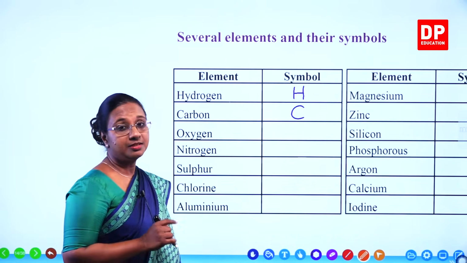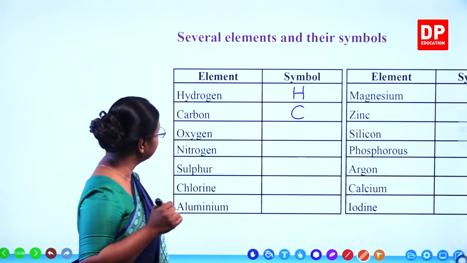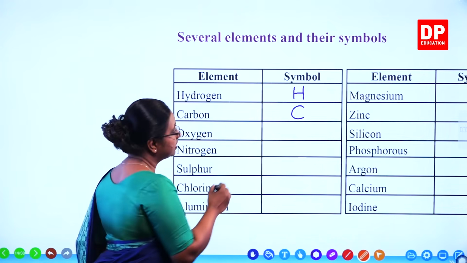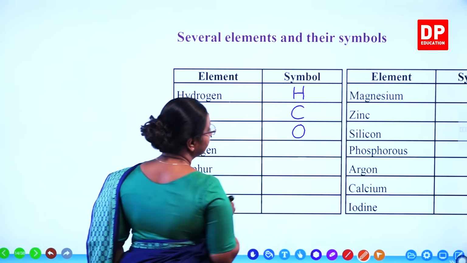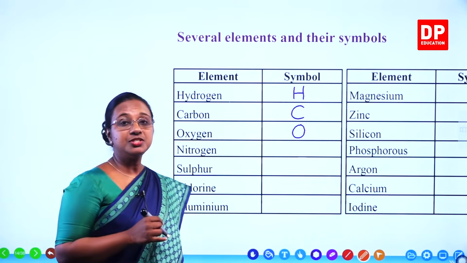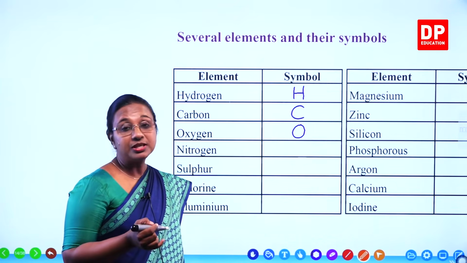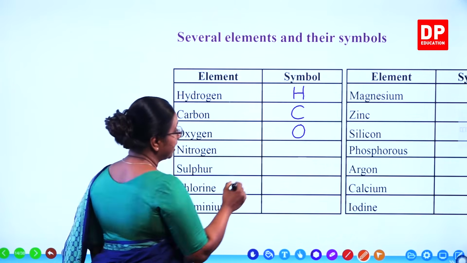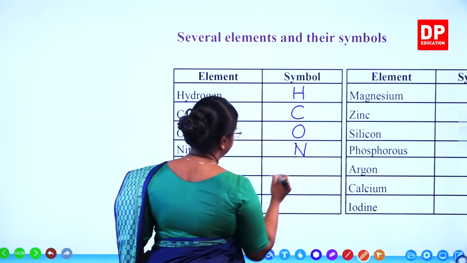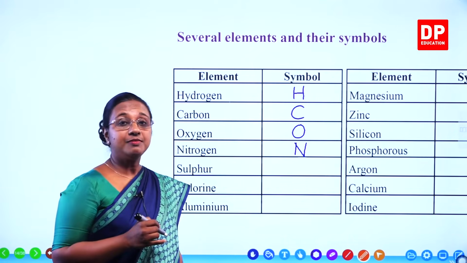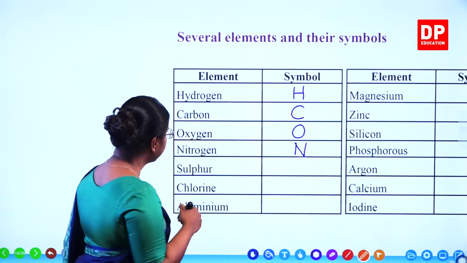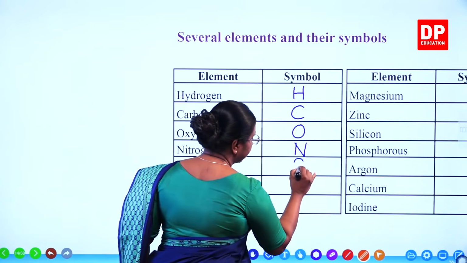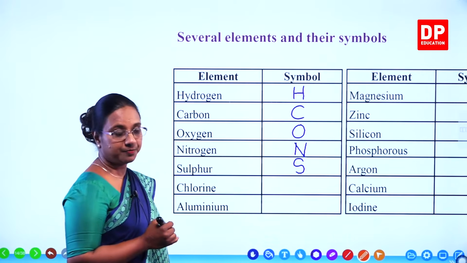Then oxygen, again one letter. It's again the English name and we use the first letter O, capital O. Then nitrogen. That is also the English name and we use the first letter only. Nitrogen is capital N. Sulfur, again the English name and we write the first letter S, sulfur.